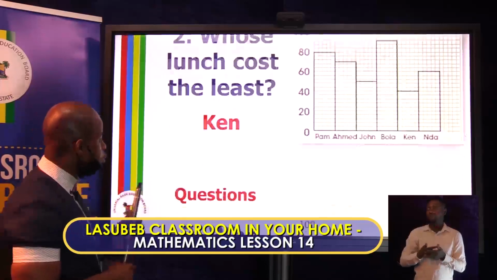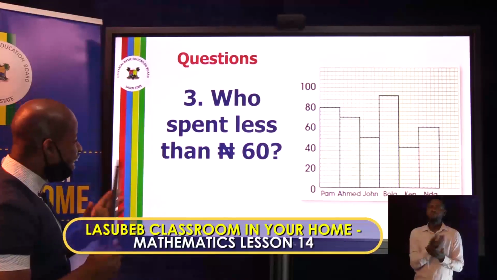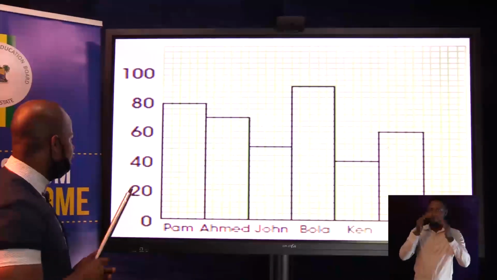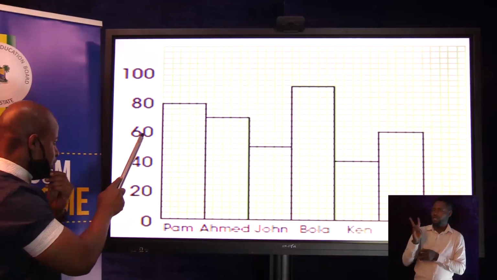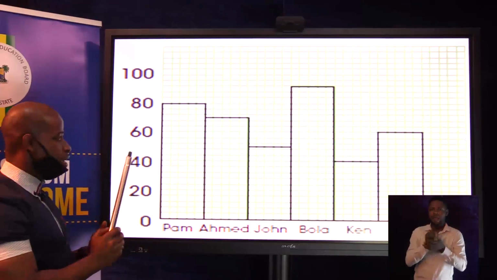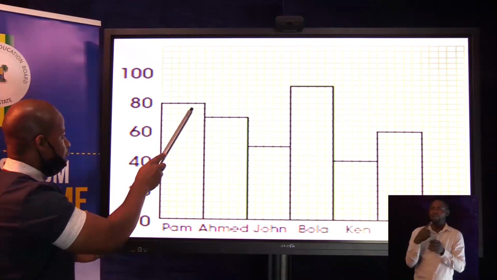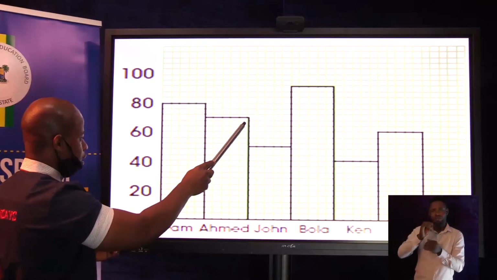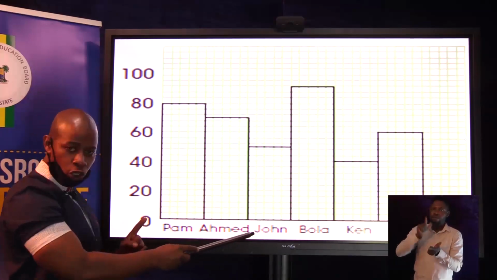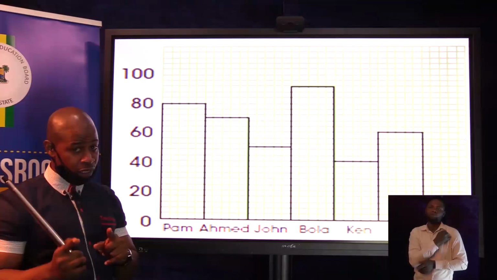Let's see the next question. Who has spent less than 60 naira? Now, looking at the bar, this is where 60 naira is. Now, you have to look for bars that are shorter than 60. And the first one is higher than 60. Second one is higher than 60. Okay, so this third one is less than 60. And that means that John has spent less than 60. But is he the only one?